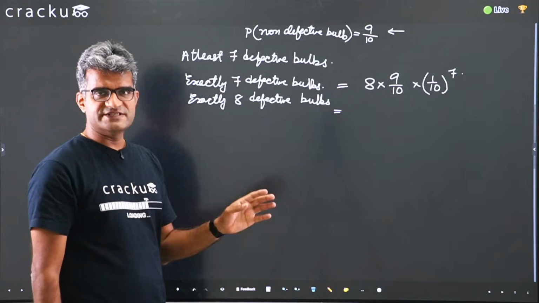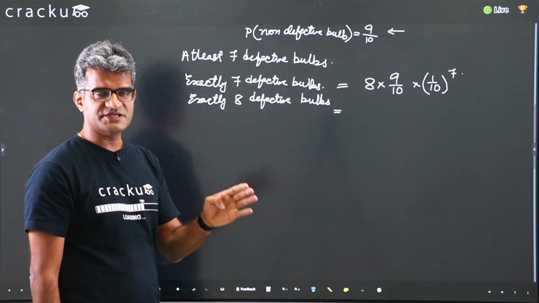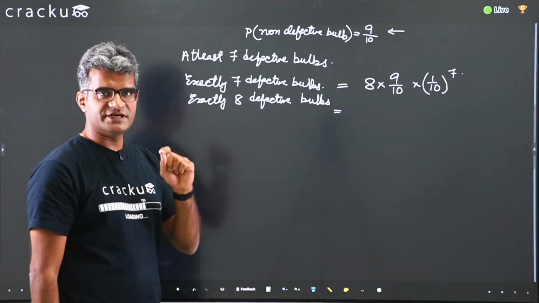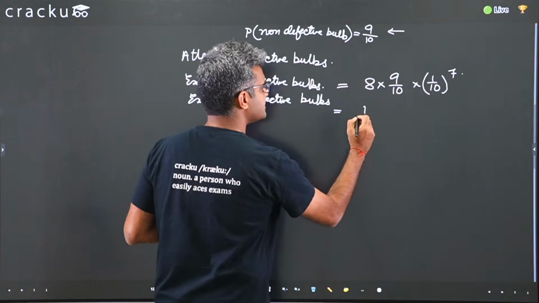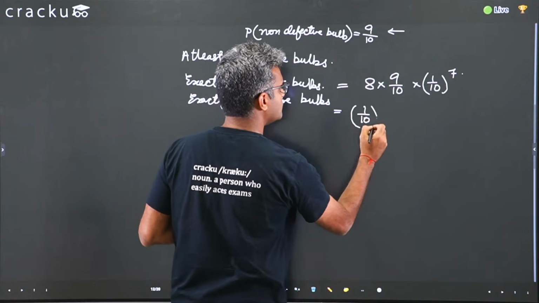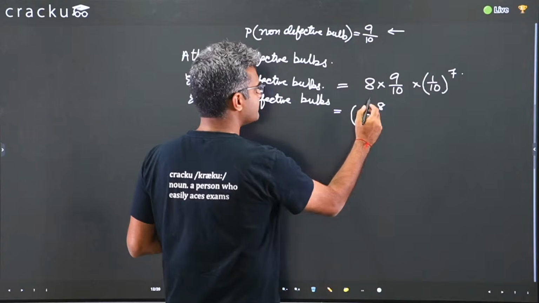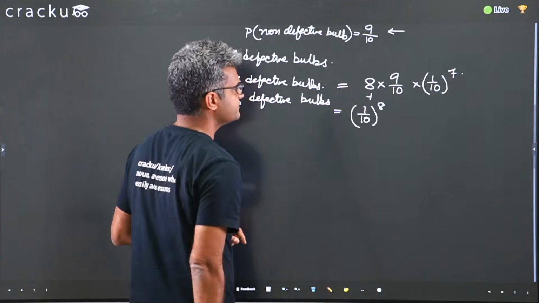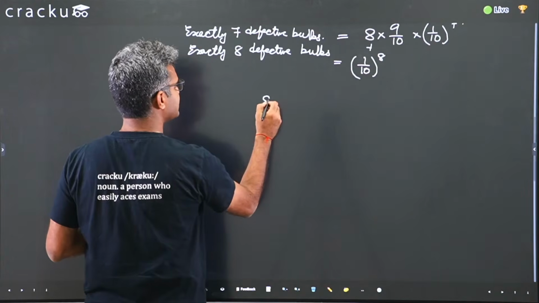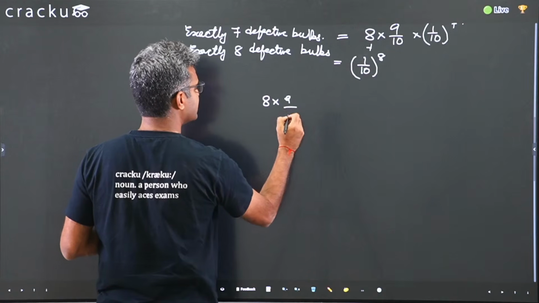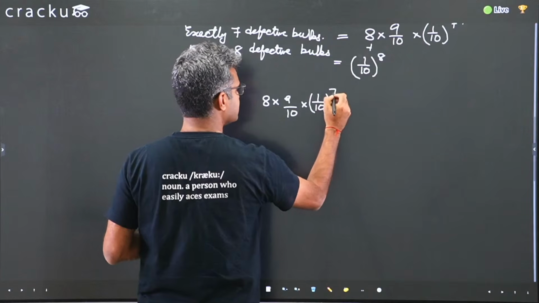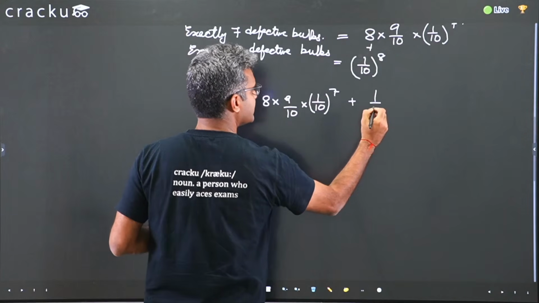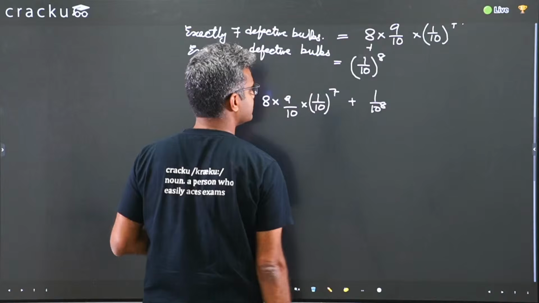Now we don't have any selection to be made. All the 8 bulbs have to be defective. Probability that one bulb is defective is 1 by 10. So probability that all the 8 bulbs are defective is 1 by 10 whole to the power 8. So the required probability is the sum of both of them, which is 8 into 9 by 10 into 1 by 10 to the power 7 plus 1 by 10 to the power 8.